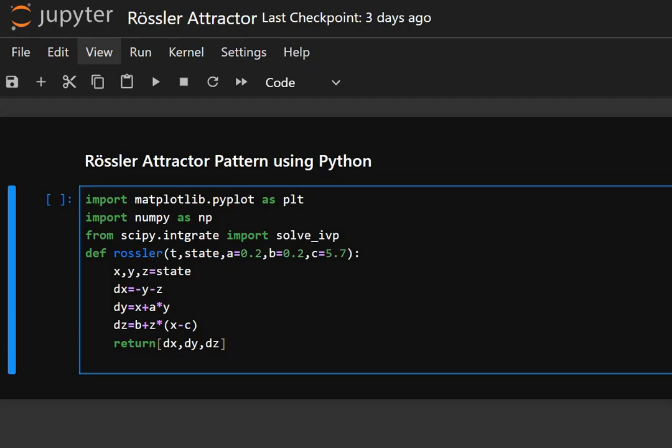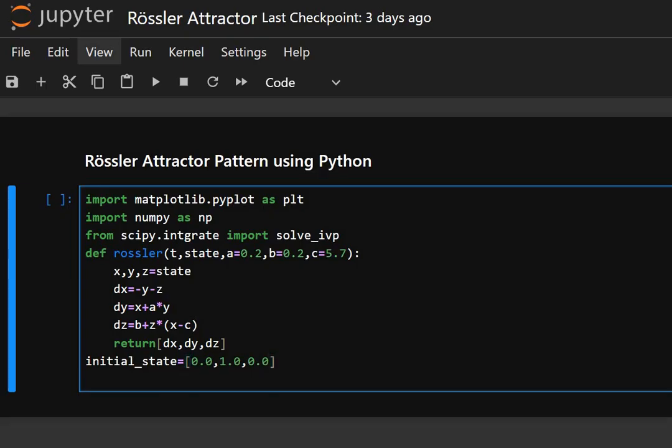Now we will set the initial conditions. This is the starting point of the system in 3D space, which is x equals 0, y equals 1 and z equals 0. And now we'll define the time interval and evaluation points.